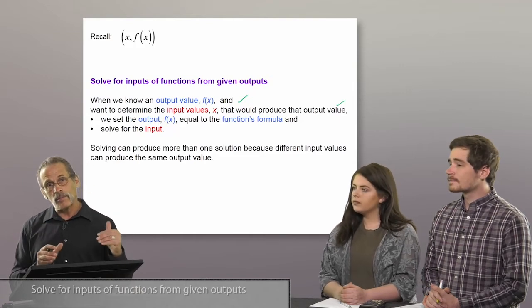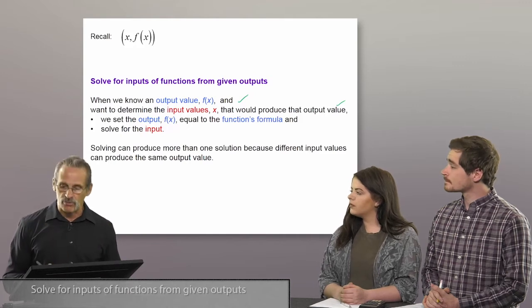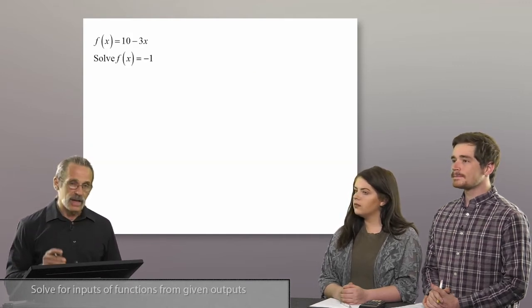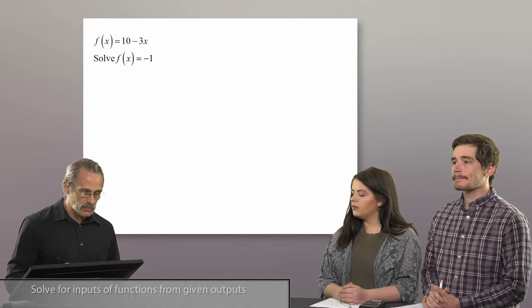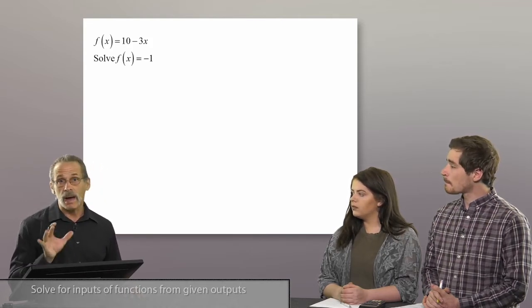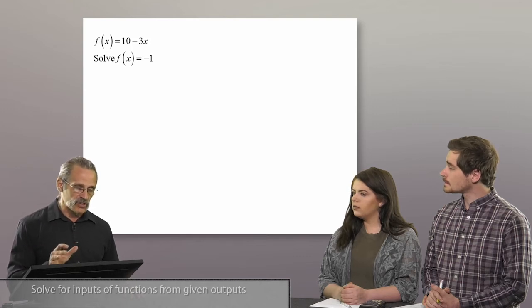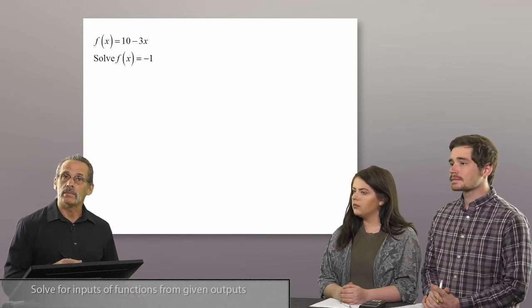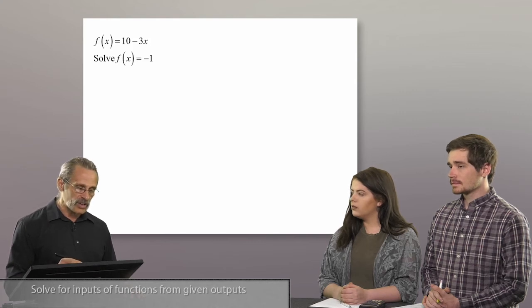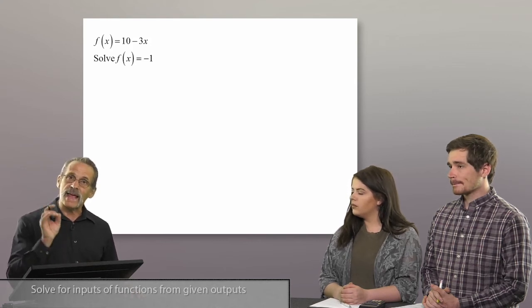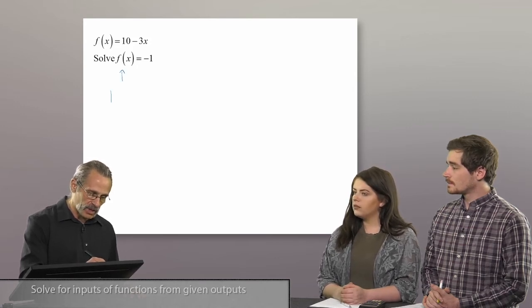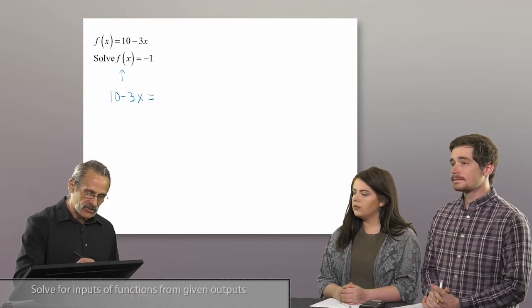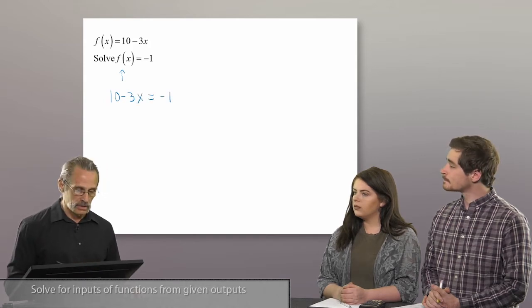Now we're going to look at 3 examples in a row, and we'll look at 3 common algebraic techniques. In our first case, f of x is defined to be 10 minus 3x, and we want to solve f of x equals -1. We're looking for the input so that the output is -1. So it's really just a substitution. I'm going to replace f of x with 10 minus 3x, and then that is set equal to -1.